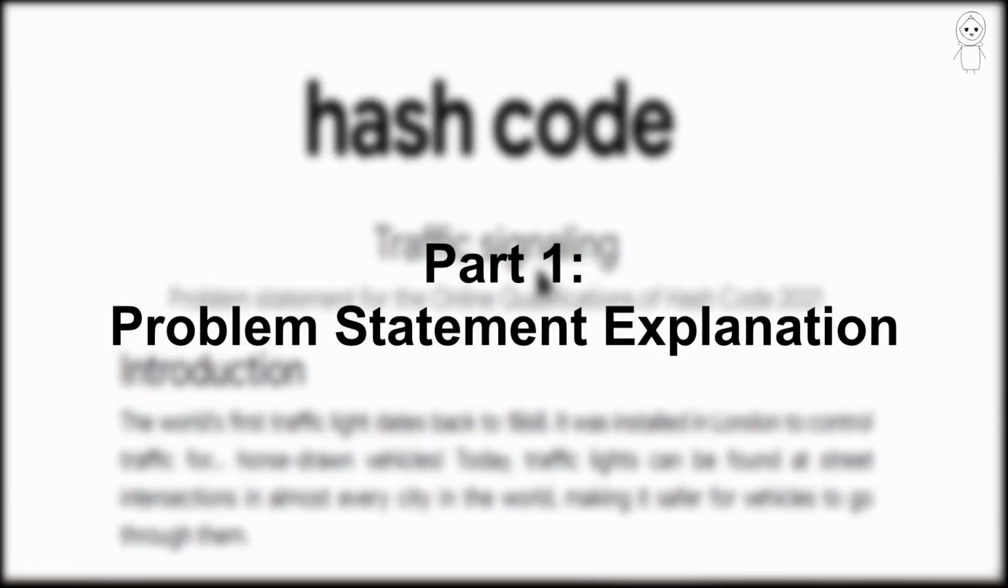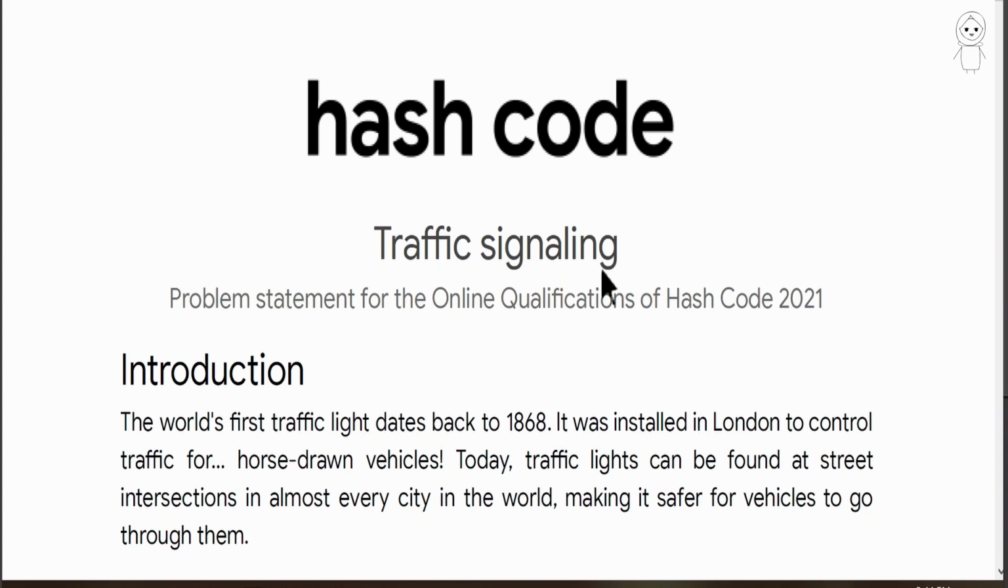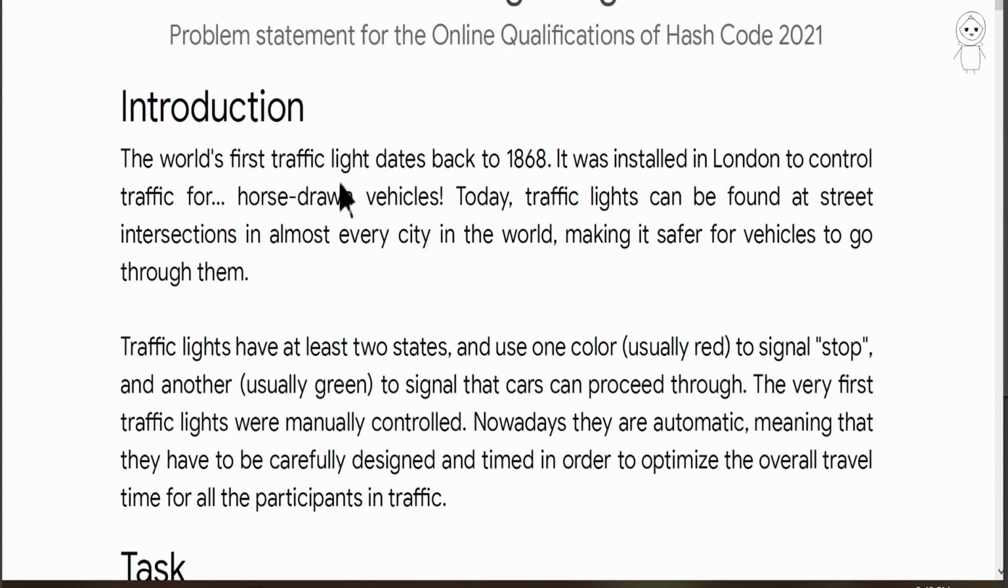Part 1. The problem statement. Traffic signaling. So this is this year's online qualification round problem. It took me and my team a full hour to just understand this problem, so don't worry if you need to read it multiple times. There are parts that are vital in this document and parts that are just fun facts. I encourage you to read the whole thing at first and then go over parts that need extra clarification.